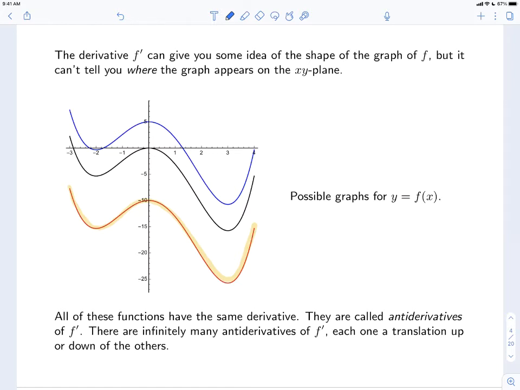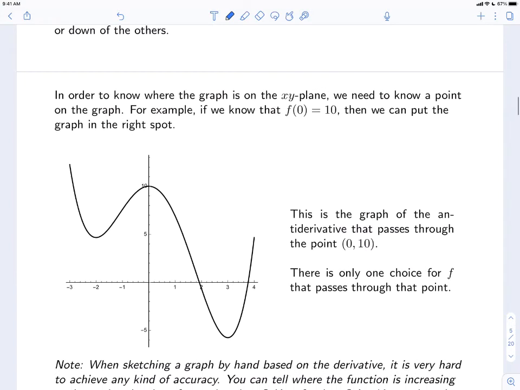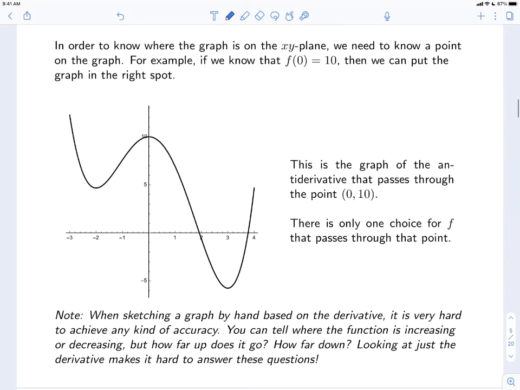And we can determine a lot about a function from its derivative because we can tell where it's increasing or decreasing. But what you can't tell from the derivative alone is the position of the function on the xy plane, because it could be any of these translates. In order to know where the graph is on the xy plane, you need to know a point on the graph. For example, if we are told that f of 0 is equal to 10, then we can put the graph in the right spot.